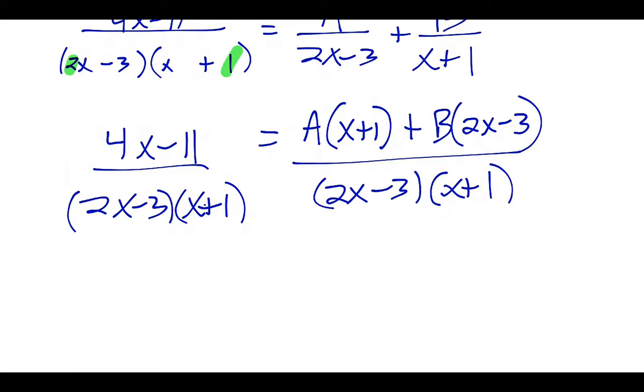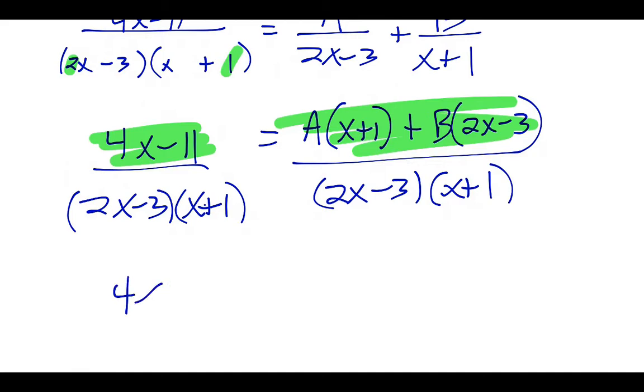And since I know the denominators are already equal, I'm just setting numerators equal at this point. So I'm trying to figure out, all right, 4x minus 11 is equal to this dude over here.